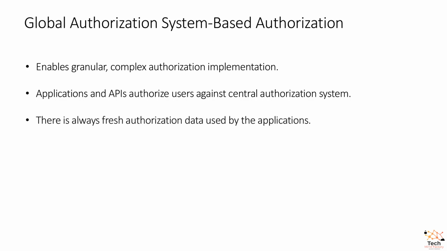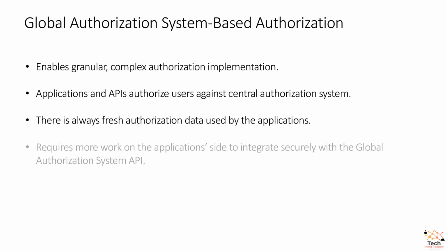There is always fresh authorization data used by the applications. That's a big advantage of this solution. As you remember, I mentioned that in token-based authorization, we can end up with stale authorization data in the tokens. In this situation, there is nothing like this, because every time a user is trying to access a specific functionality or section of the application or a specific resource, there is an authorization check against the authorization system. So there is always fresh authorization data. If we update the authorization model or the relationship between user and resource, then this will be immediately reflected.